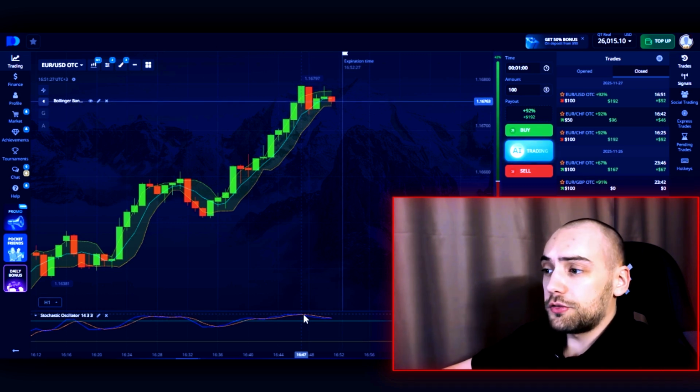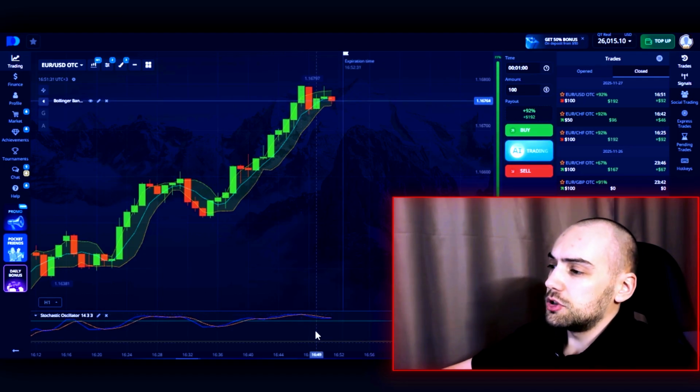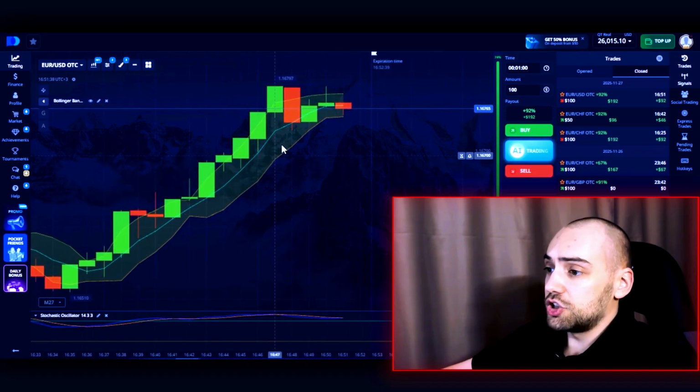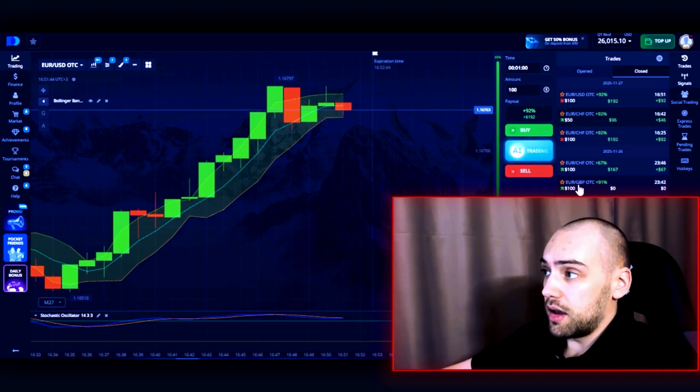Here we saw that for a long time the price was above 80. So we can just open a sell position, and correspondingly, as you can see for yourself, the price touched the line. That is, it touched the lower line of the band.